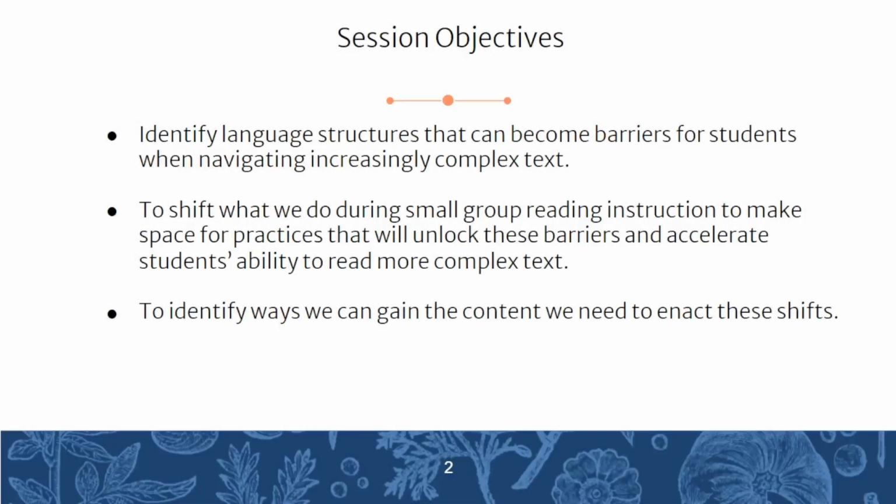So the goal today is basically, as an educator, how do we identify language structures in text that become barriers for students when they're trying to navigate and make sense of the meaning in increasingly complex text? The second one is, how do we make shifts? I was very heavy into strategy teaching and leveled text, and everything was about teaching kids to get main idea and stop and think and infer. How do we shift our thinking a little bit and do different practices so that we can unlock the things that are really the big barricades for kids to make growth?